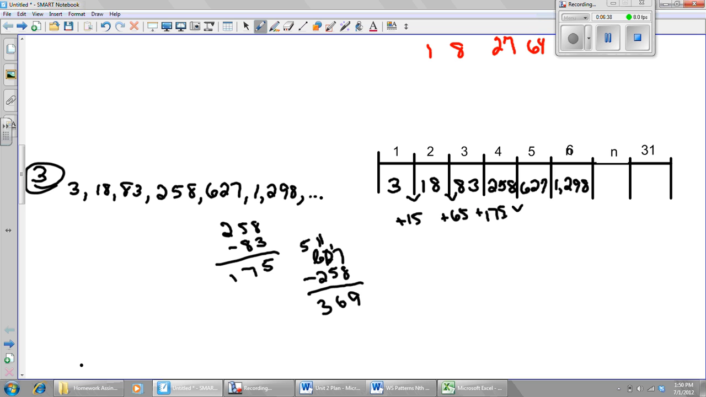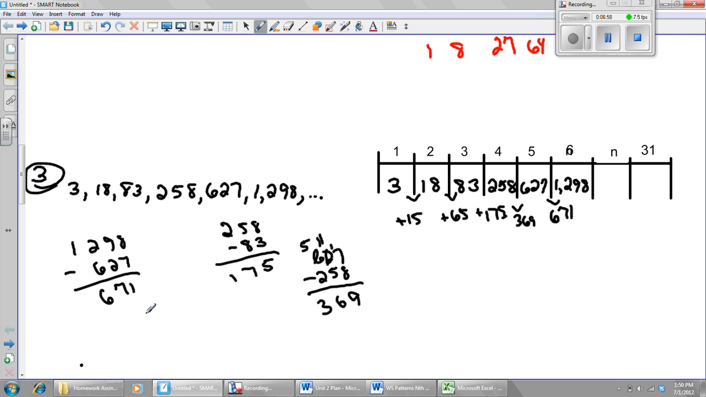This one here is 369. And this one we have 1298 minus 627. And we're going to get 671. These things are very far apart.